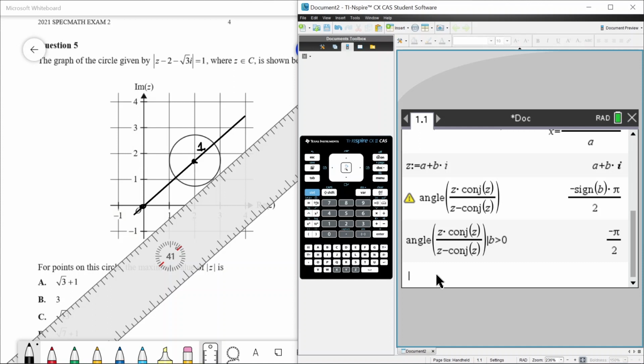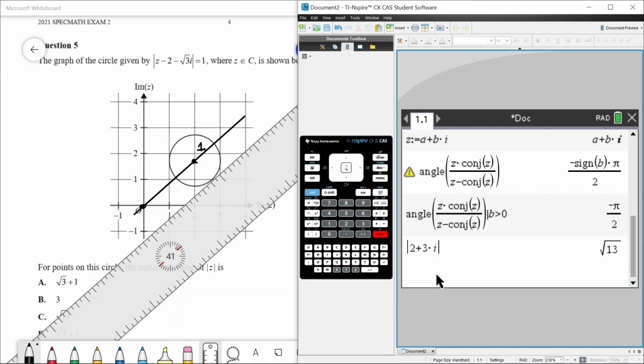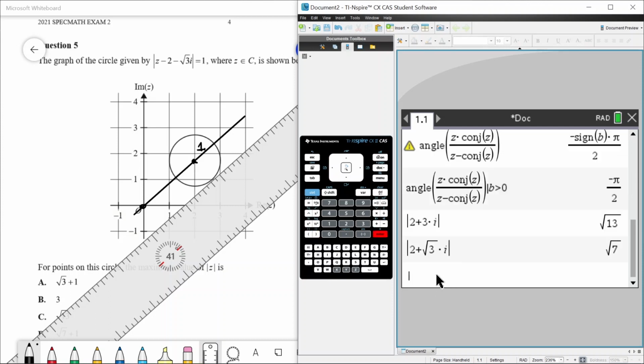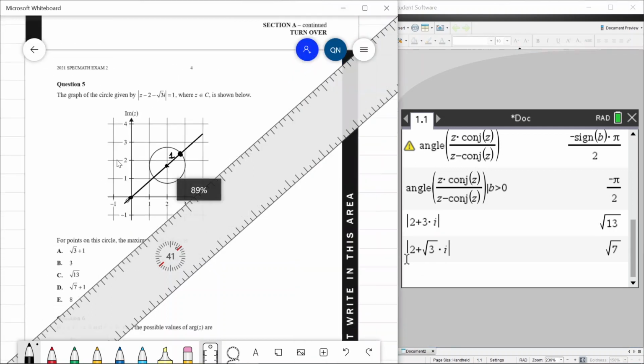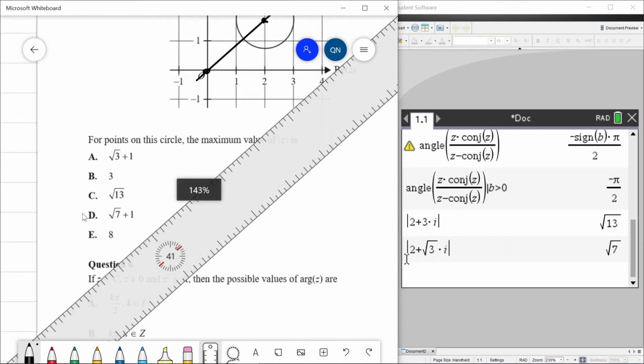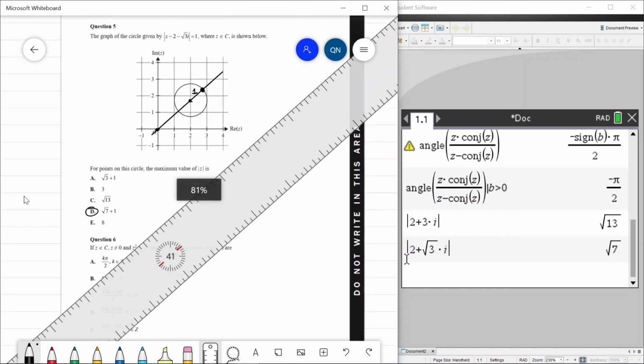It's just the absolute value of the center of the circle, which is 2 plus 3i. No, sorry, not 3i, root 3i. So the square root of 4 plus 3, that's root 7. And then you add on this extra 1. So that point's right over there. That's the furthest away from the origin. So it's got to be square root of 7 plus 1. So option D.